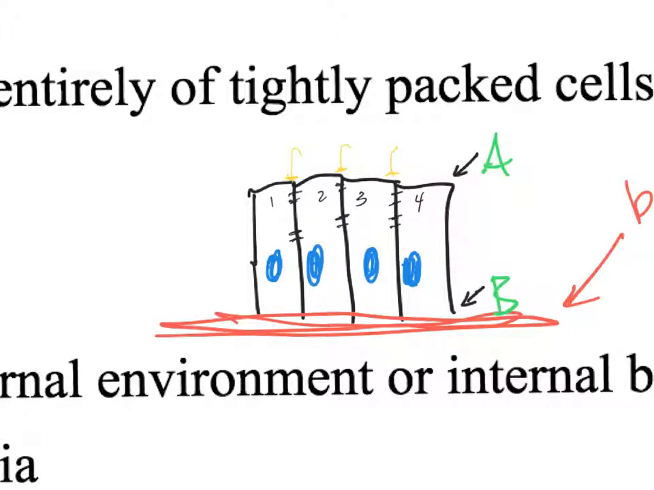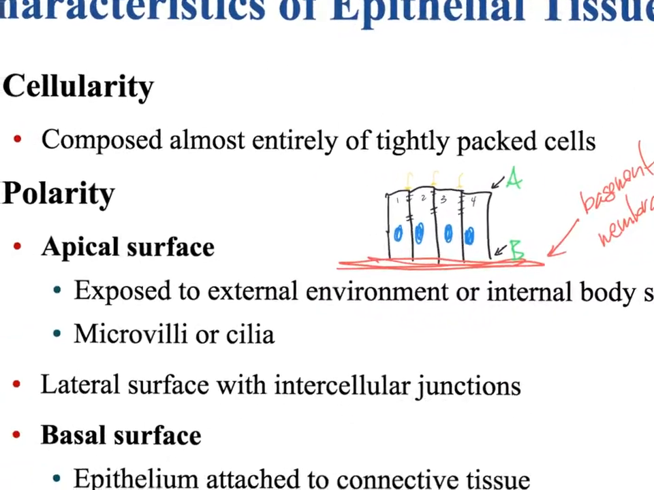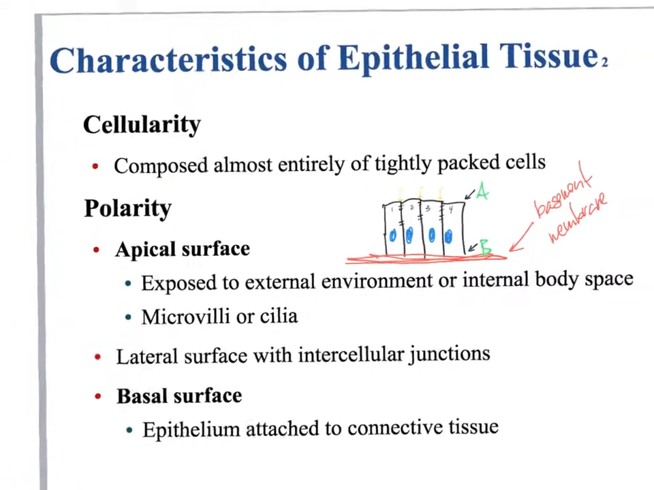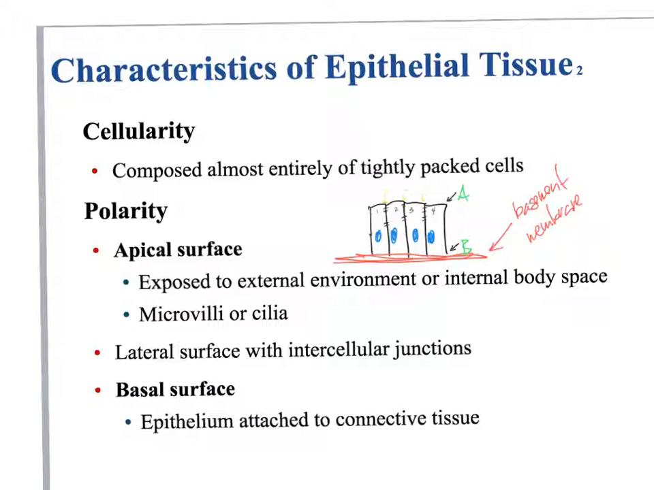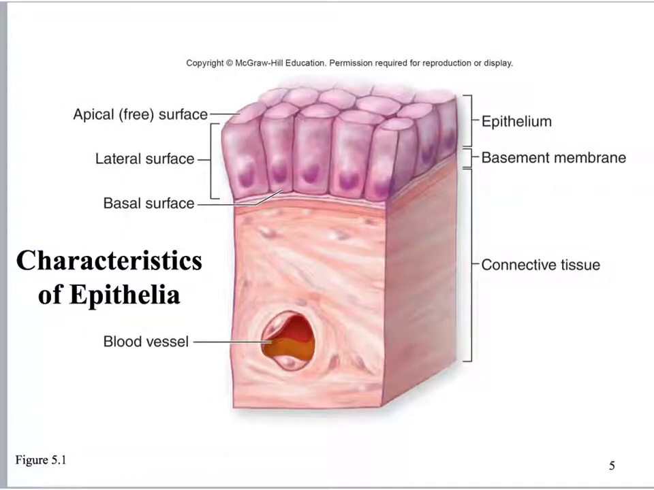Any substance that wants to get past this barrier has to go through the cells, so now this barrier can regulate what goes in and what comes out. Any questions on the basement membrane or basal surface? If no one says anything, we'll move on.